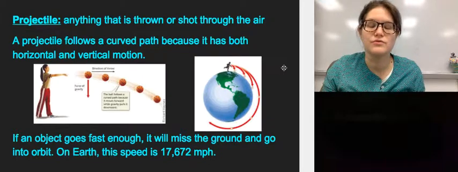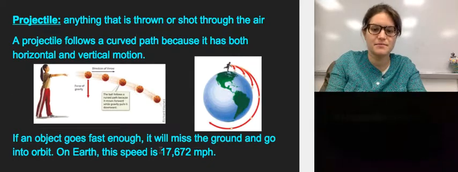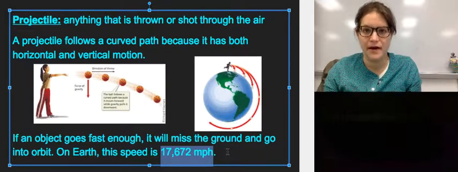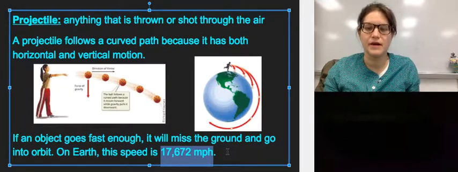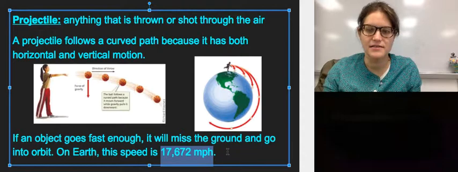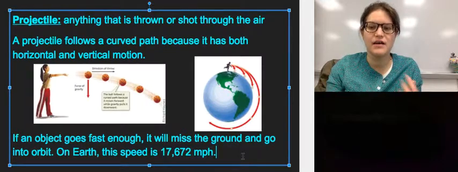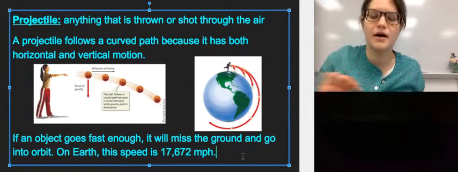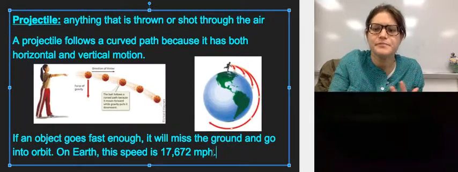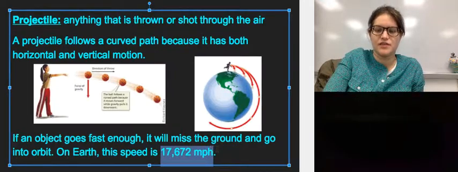Now, that's really, really fast. On Earth, the magic speed to get into orbit is 17,672 miles per hour. So when you learn about the space shuttles that used to orbit Earth, and now satellites that orbit Earth and the International Space Station, this is the speed that they're going. Sometimes they have to fire some engines to build their speed back up. They start losing some speed, and so they start losing altitude and come back down. So they need to fire their jets to get their speeds back up to this magic number again so that they don't fall.